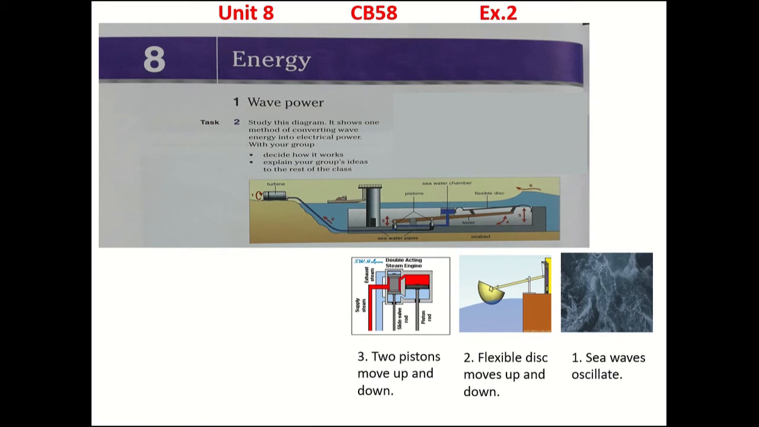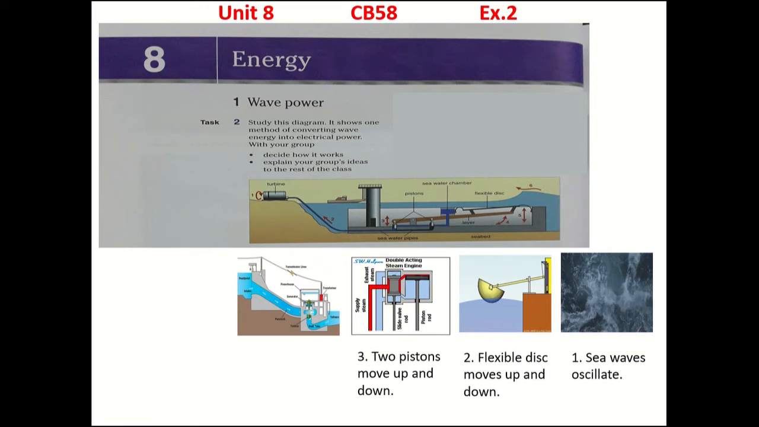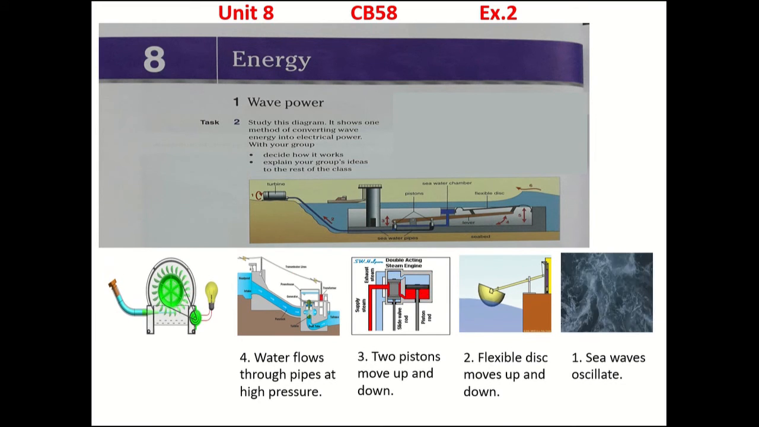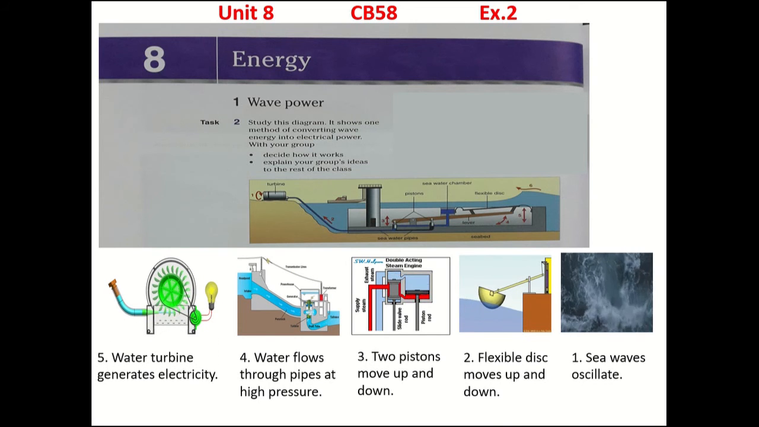Now, the pistons push the seawater from the chamber through the pipes at high pressure. High pressure water makes the turbine rotate, and this generates electricity. So now this is how wave energy is converted into electrical power.